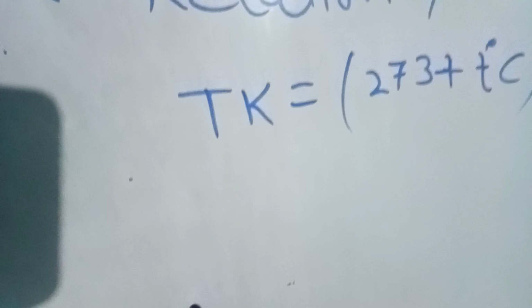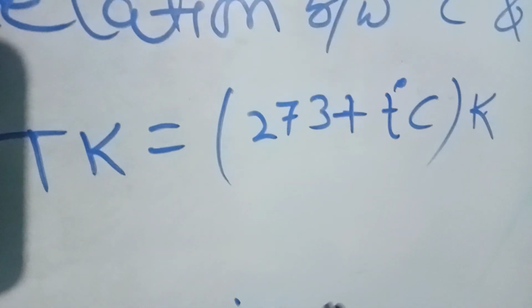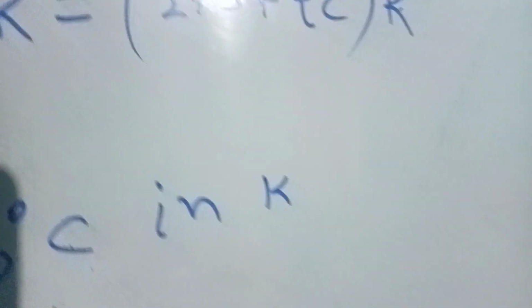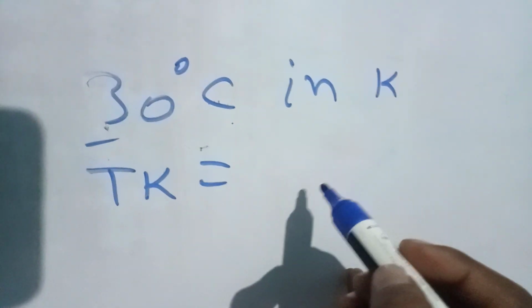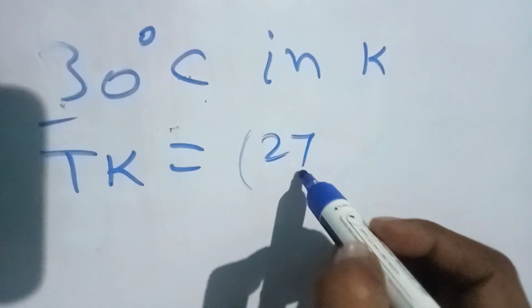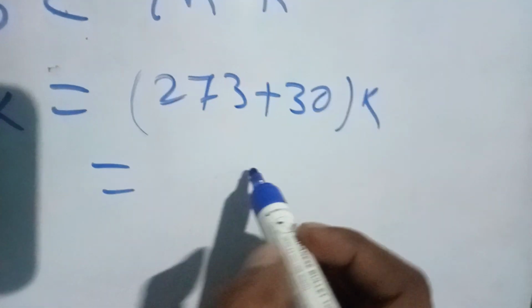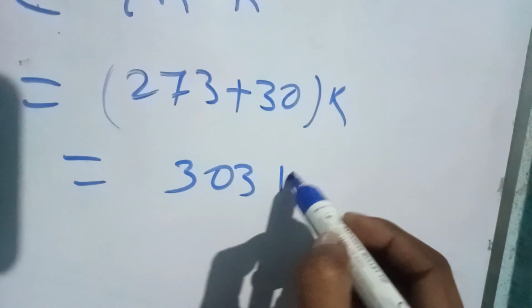So basically, suppose we are taking 30 degree centigrade. In Kelvin, it is T Kelvin equal to 273 plus 30, that is 303, that is 303 Kelvin.